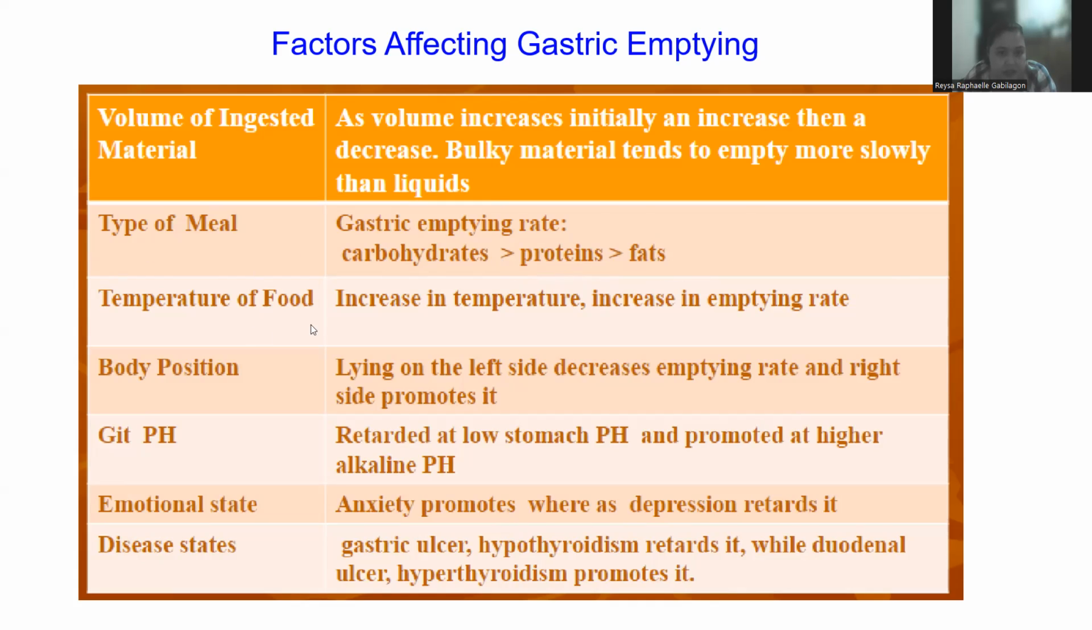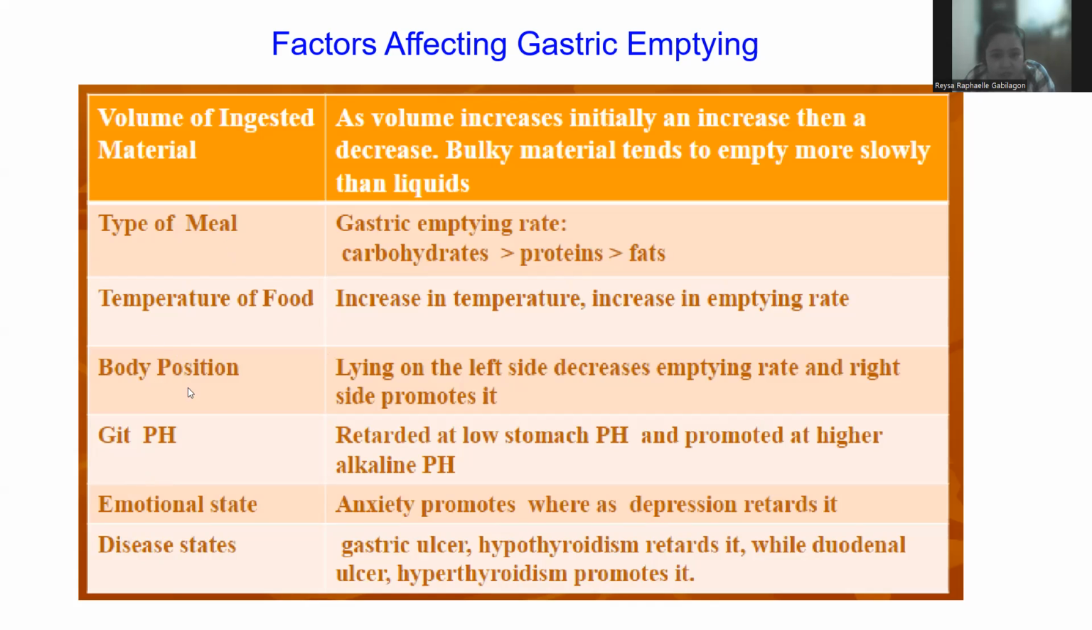Now the temperature of the food that we eat can also affect gastric emptying. So if you have increased temperature, that means there is also increase in emptying rate. The body position also: lying on the left side decreases our emptying rate while the other side promotes it. So if we want to have a quicker absorption, then we can adjust our body position also.